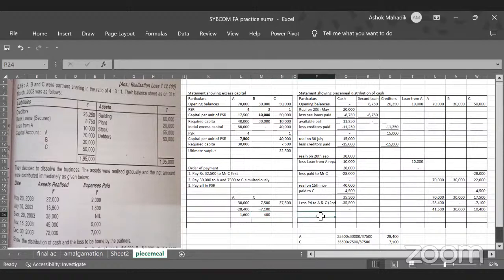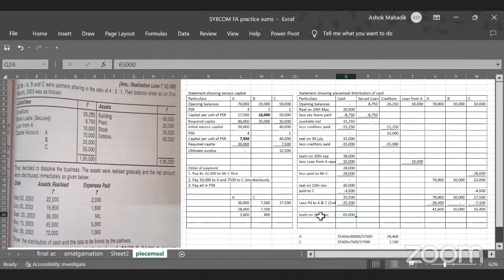So I'll write here realization on 30th December. How much have we realized? 72,000 minus 7,000, so 65,000. 65,000 is the realization, the last one.